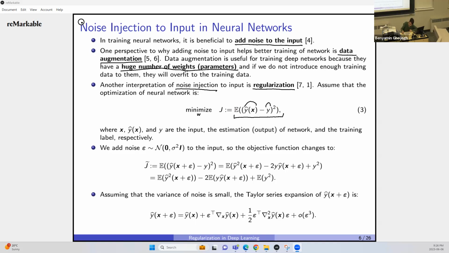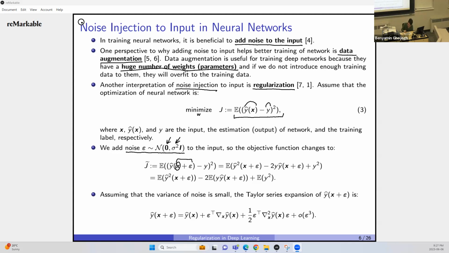I told you that. So we add noise. I'm talking about noise injection to input, right? So I'm introducing noise here. We add noise epsilon, and let epsilon be Gaussian noise with mean 0 and variance sigma squared, and let the covariance matrix be diagonal. So it's like a hypersphere in this space. In all dimensions, it has the same amount of variance. It's like a ball around the input, so the objective function changes to this. Rather than input x, I have x plus epsilon, so I'm adding noise to the input.